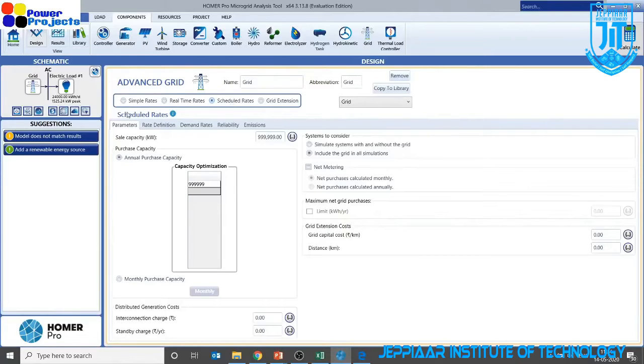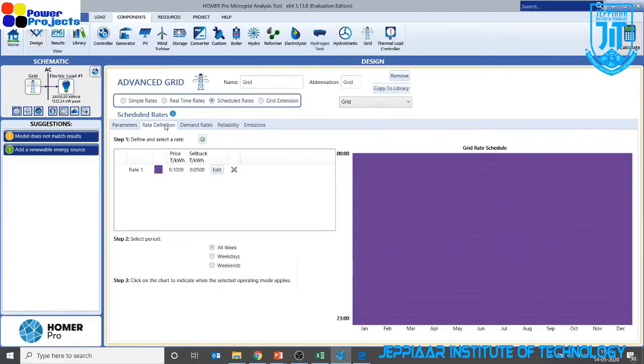As soon as you change from simple rate to scheduled rates, you can see the model doesn't match the results. That warning will appear, meaning we have changed the input after the simulation has been run. So I am going to scheduled rate. In the rate definitions you can give different times and different prices. Here you have only one rate, but you can add one more rate for different durations.